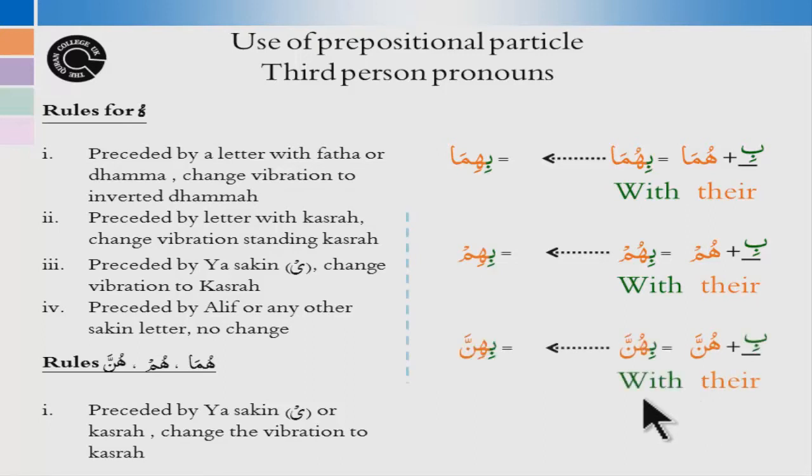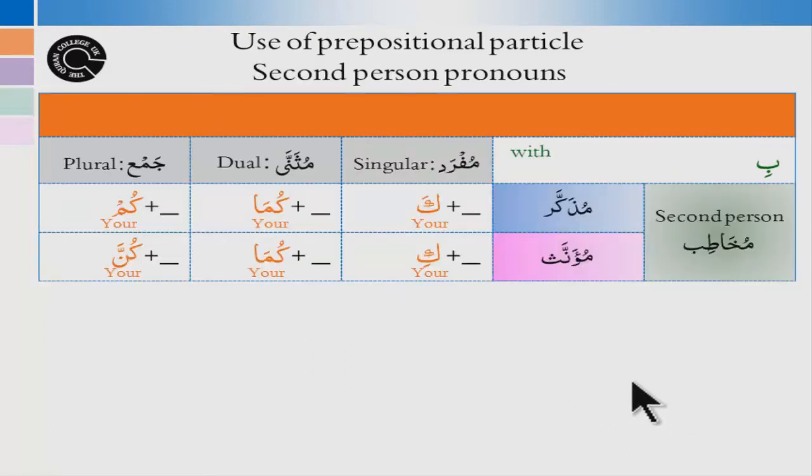And now let's see and apply that on the second person. We say that ka kuma kum, ki kuma kunna, and when you apply the ba on the ka, then it becomes then bika and bikuma, bikum, biki, bikuma, bikunna.